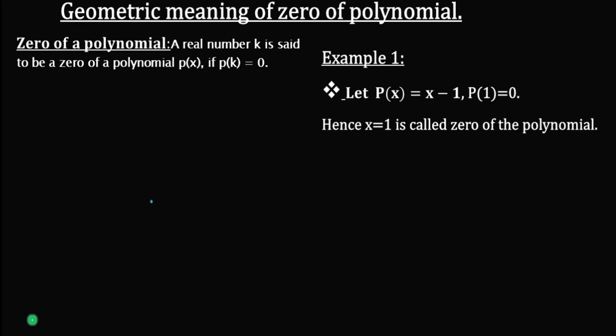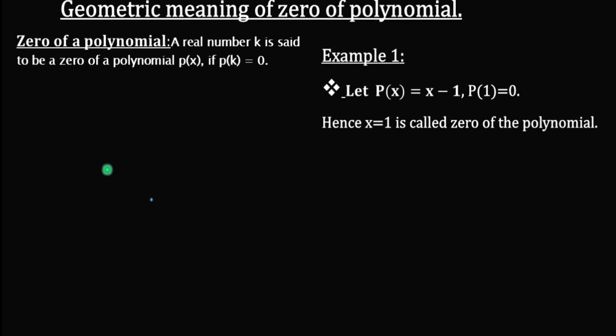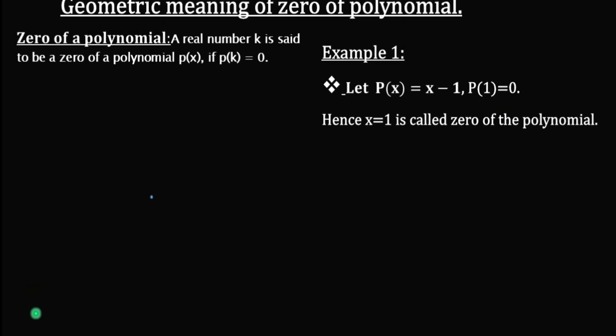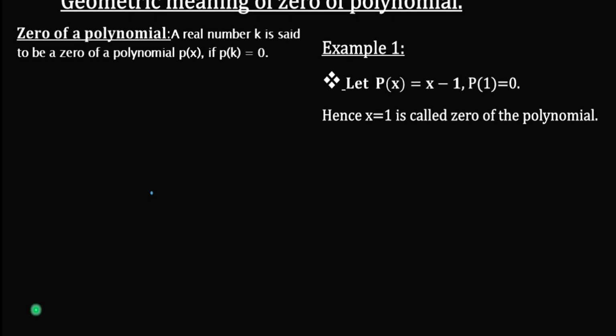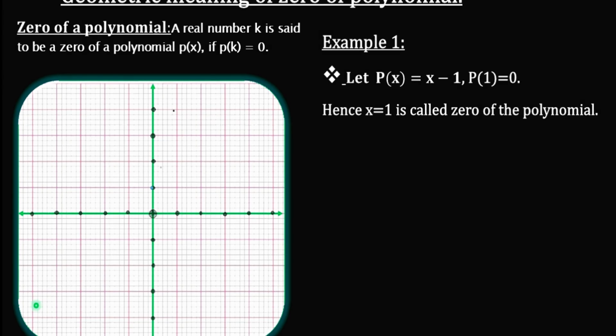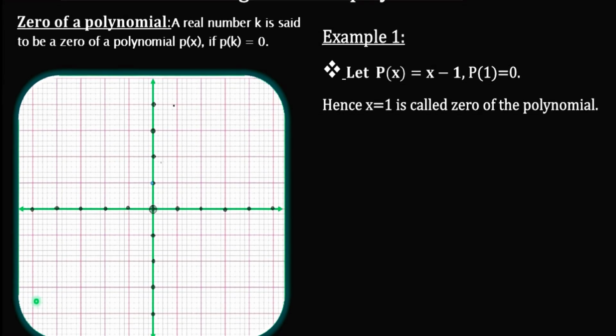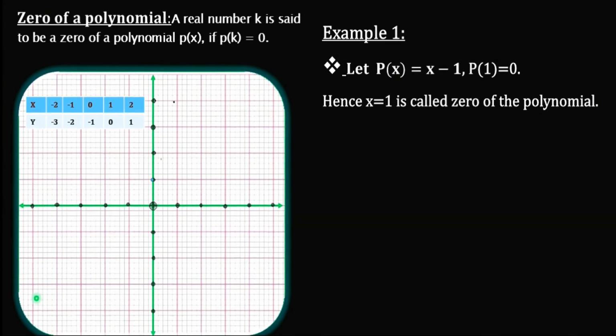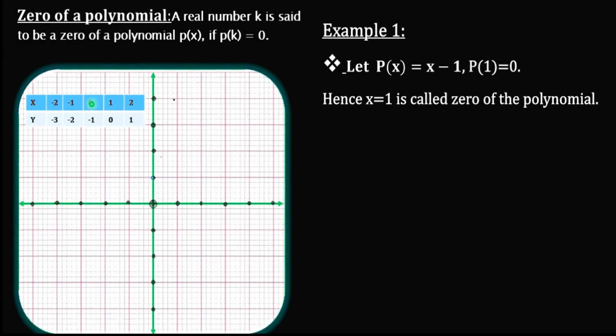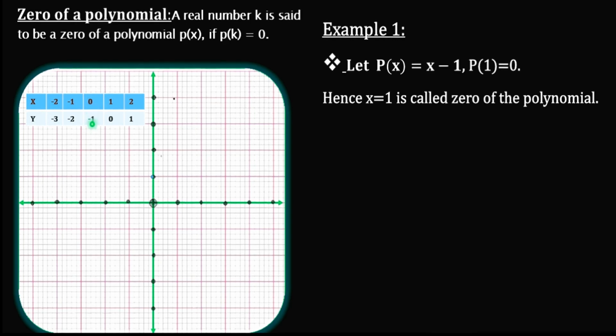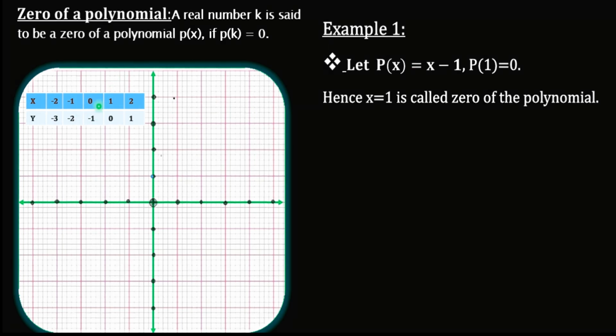Now, what is the relation between this zero and the graph of the polynomial? For that, we have to draw the graph at first. In order to draw the graph, at first we need the points. Here y-axis is taken as p of x and x-axis is taken as x itself. That is, if x equals 0, then p of x equals negative 1.